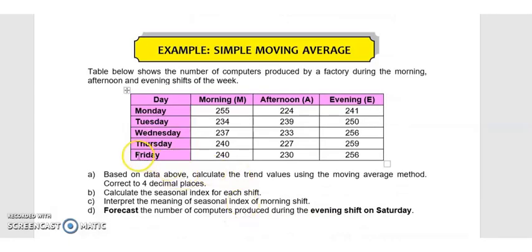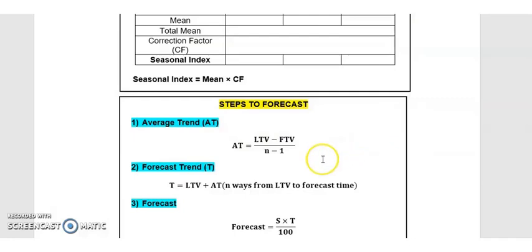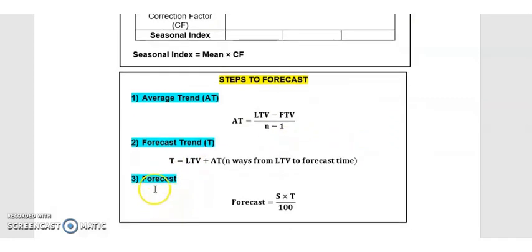Okay, let's say we have data until Friday evening. So we want to forecast, for example, the number of computers produced on Sunday afternoon. We have data until Friday, so we want to focus on the future, for example, the number of computers produced on Sunday. Okay, last step, we do the forecast or prediction. Okay, now let's move on to an example.